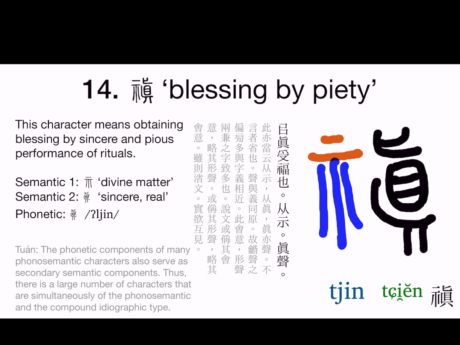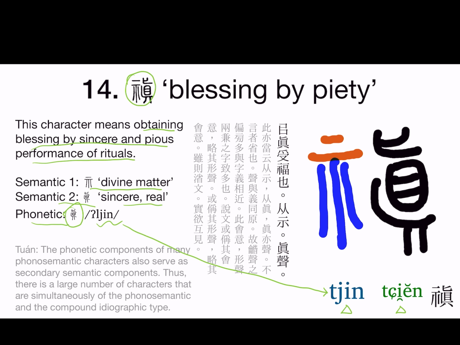Here's the next character I'm learning today. It looks like this. It also has to do with blessing. Specifically, it means obtaining blessing by sincere and pious performance of rituals. This character is pronounced Tian in Old Chinese and Jian in Middle Chinese. This is also a phonosemantic character. Its primary semantic component is just the radical divine matters, and its secondary semantic component, which is also its phonetic component, is this character, which means sincere, real, and is pronounced Bin. So apparently Bin and Tin sound similar enough.